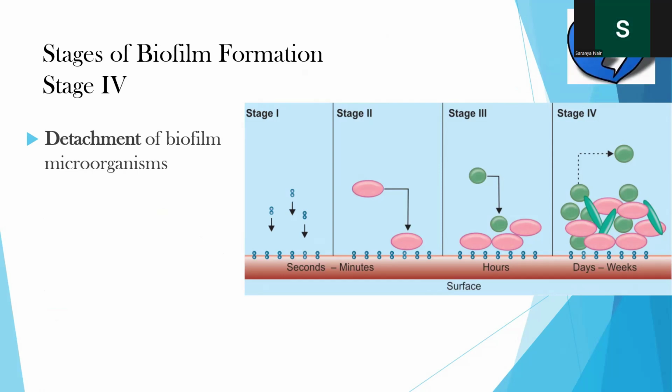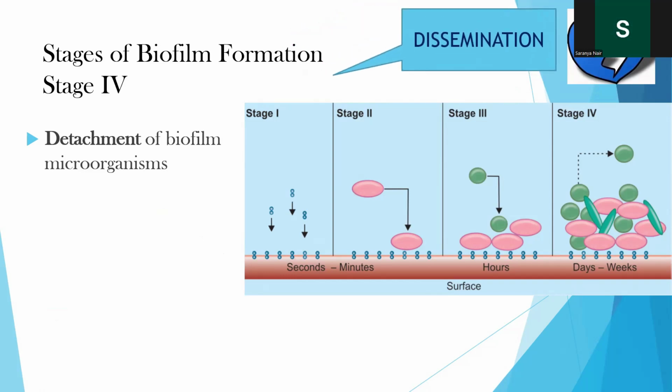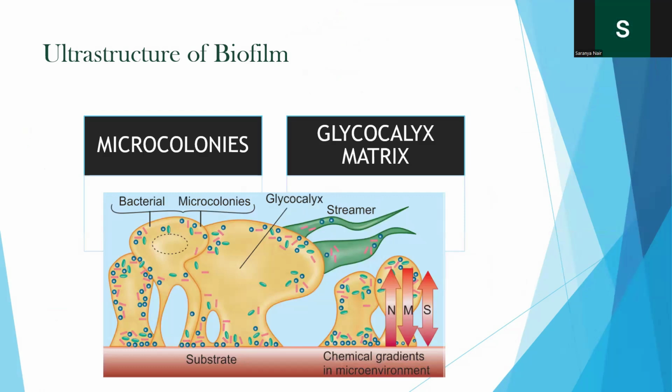The last stage is the detachment phase, that is stage 4. It is called the detachment of the biofilm organisms. It takes around days to weeks to complete the detachment phase. So basically there are 4 stages. The detachment stage is also known as the dissemination stage.